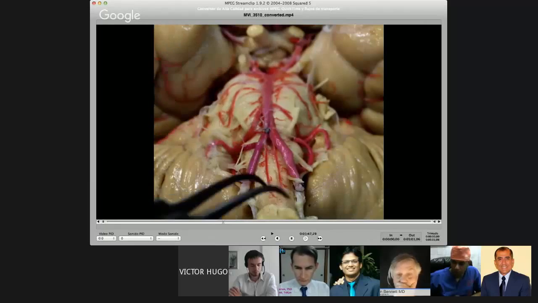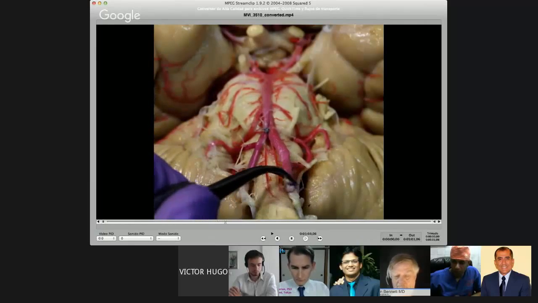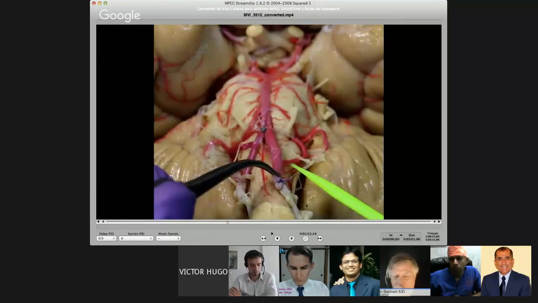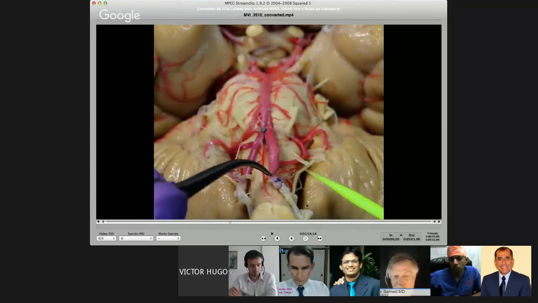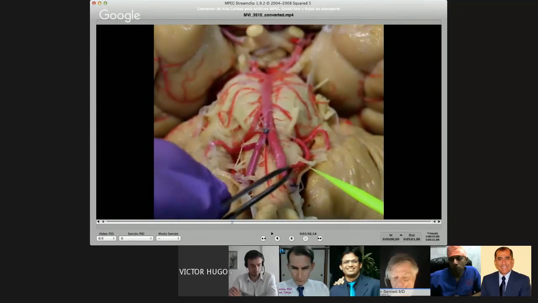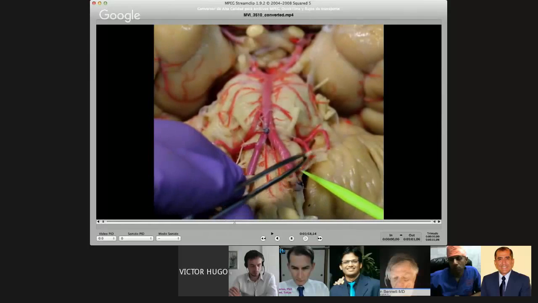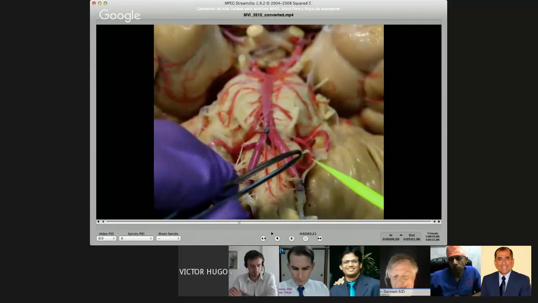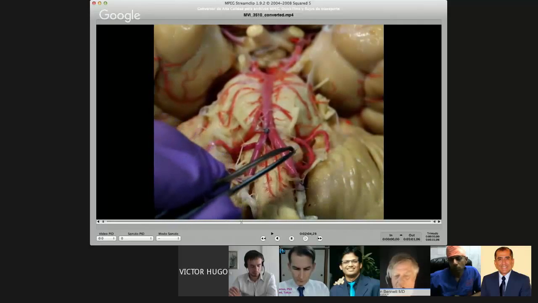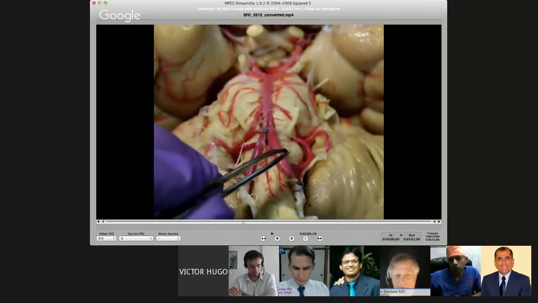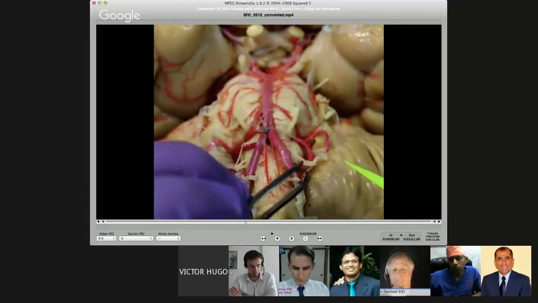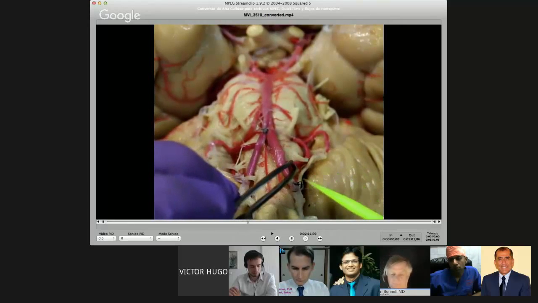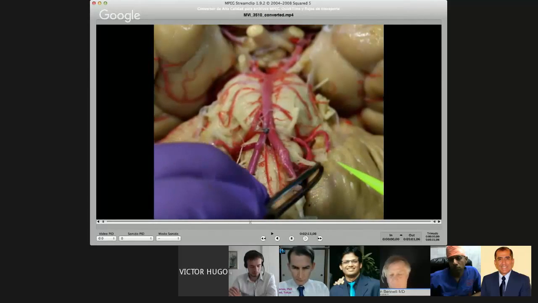The anterior spinal arteries coming from the vertebral arteries. I have almost 100 brains injected, and we can do a very good job taking videos of these elements to show to the students, residents.